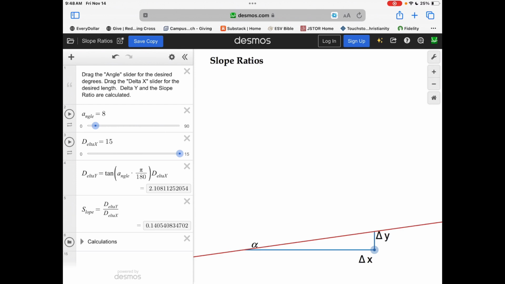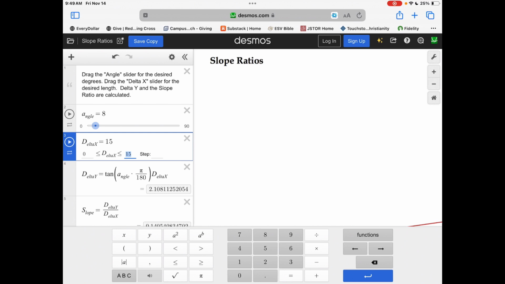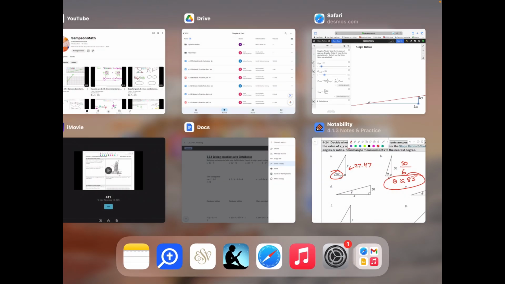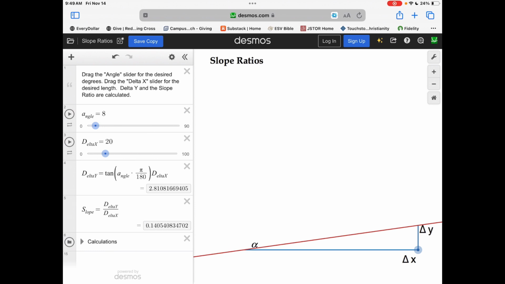Why won't it let me do more? Oh, let's go up to like 100 or something. There we go. Okay. Change in x of 20. All right, so that is roughly, oh, it's a change in y of 20. What am I doing? Oh, so we're playing around with the change in x until we get to a change in y of 20.